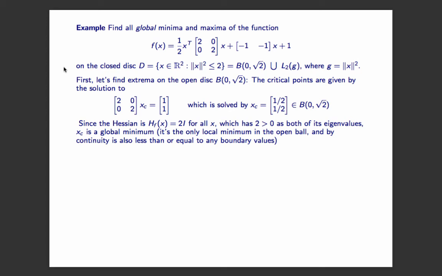Now, since the Hessian is 2 times the identity for all x, which has 2, which is greater than 0, as both of its eigenvalues, then x_c is a global minimum because the Hessian is positive definite. Now, since it's the only local minimum in the open ball, it's also a global minimum in the open ball. And by continuity, it's also less than or equal to any boundary value.